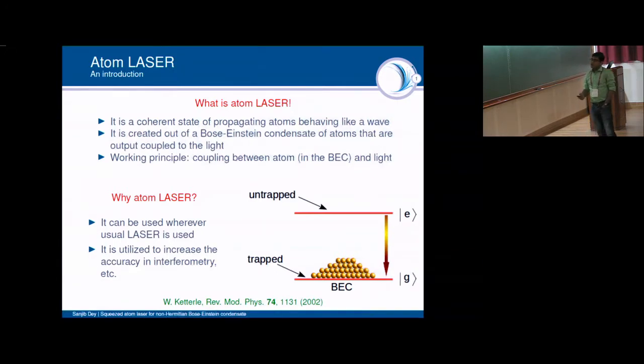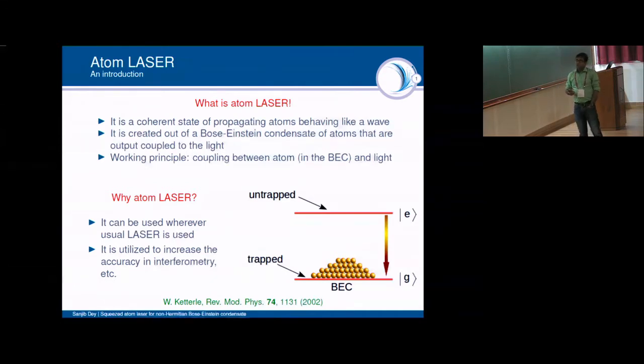The Bose-Einstein condensate is formed in the ground state, and that state is trapped magnetically, whereas the state E is untrapped. But these two states, G and E, are coupled via optical light, and the frequency of the light has to be of the order of the gap of the two-level system.